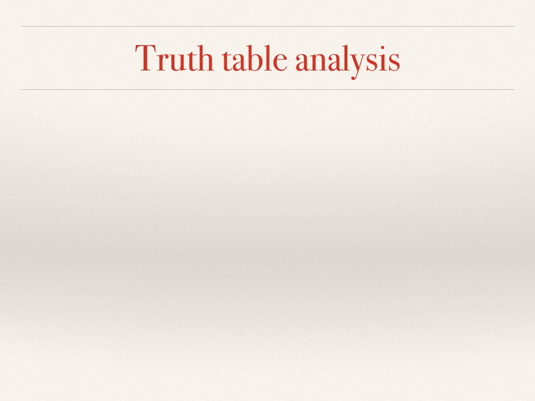So let's do the truth table analysis. We have J implies E. What we're supposed to do in a truth table analysis of an argument is check whether we can have true premises leading to a false conclusion.